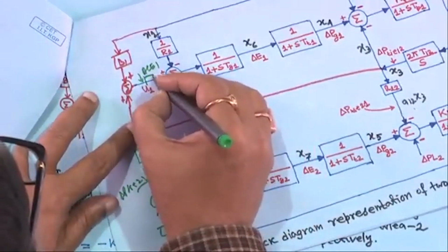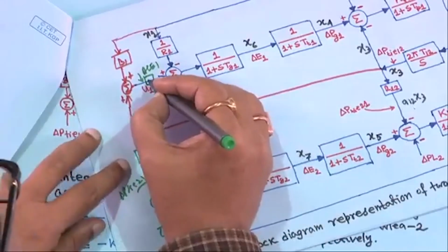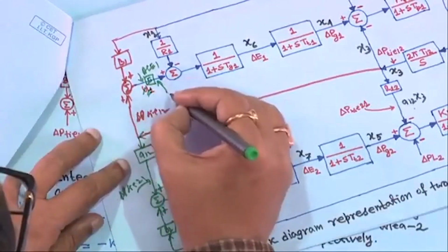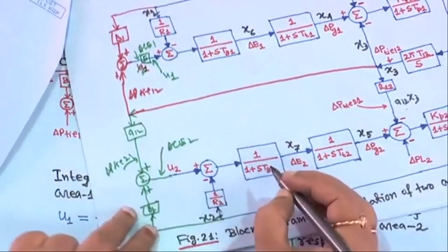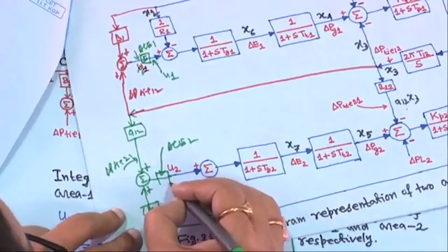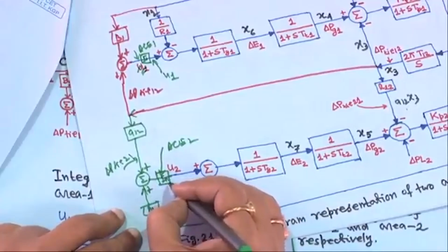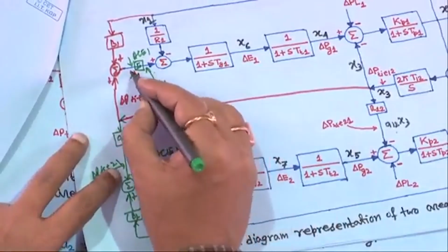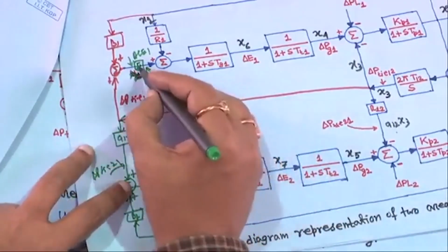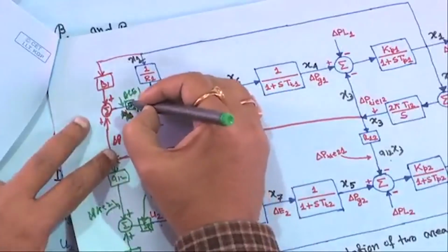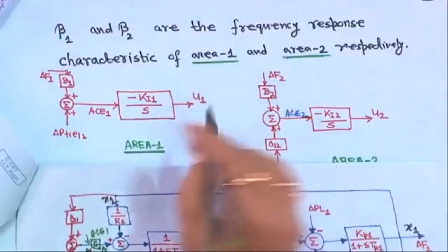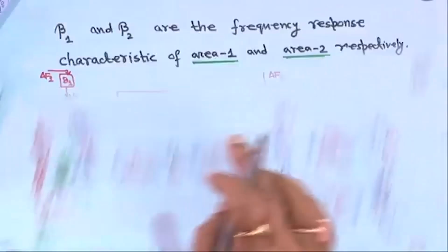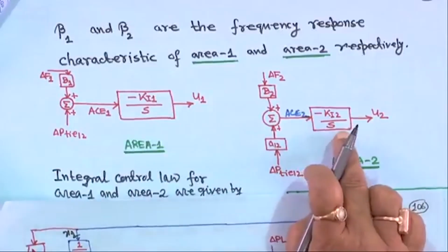Here we are putting the integral action. I am just making it short. This is U1. Similarly, here also integral action is there, which is basically minus Ki upon S, and this output is U2. This portion is U1, which I have cut for you. This is the integral control, minus Ki1 upon S here, and minus Ki2 upon S here.